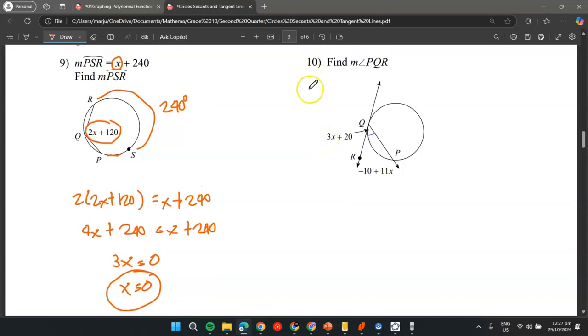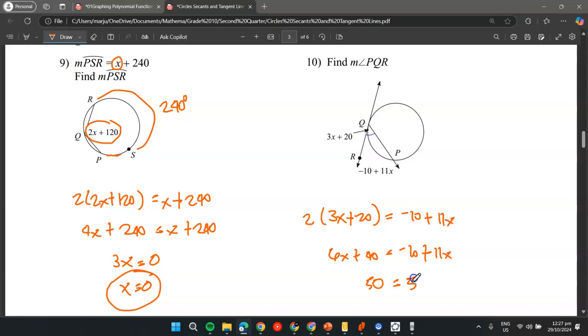What about this one? Find the measurement of the angle PQR. So PQR, this one, that is just 3x plus 20. And again, that is just half, right? Half of this. So I'm going to multiply it by 2 equals negative 10 plus 11x. And this is 6x plus 40 and negative 10 plus 11x. So I'm going to get 50 is equal to 5x. So 10 is equal to x.